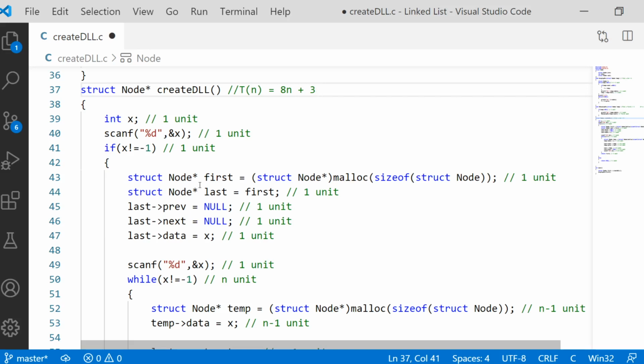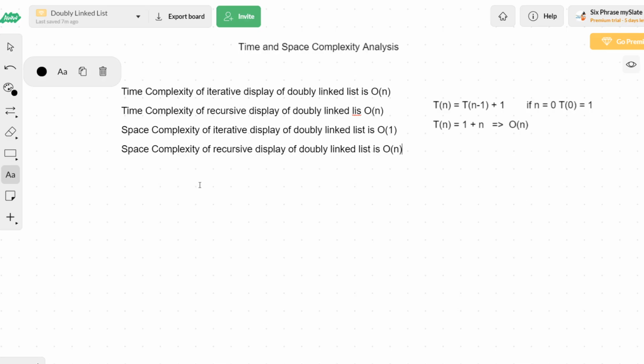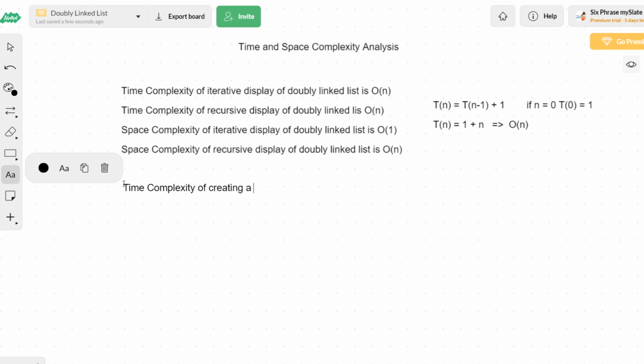This equation 8n plus 3 is a linear equation, so we can say that the time complexity will be order of n. So the time complexity of creating a doubly linked list is order of n. Now let us also explore the space that is going to be taken by this algorithm.